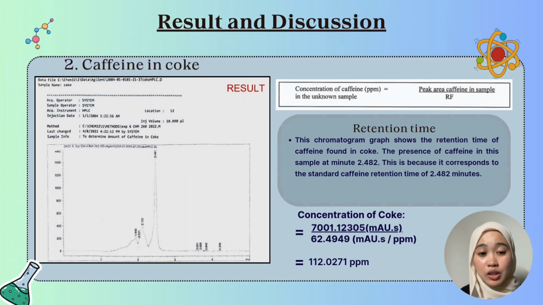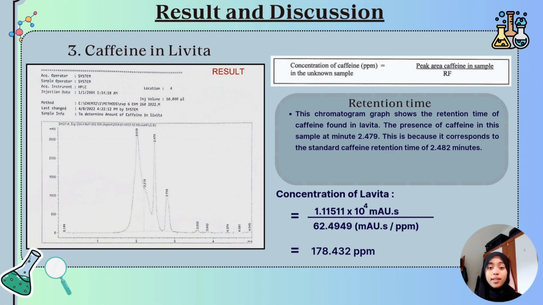Next is caffeine in Coke. This chromatogram graph shows the retention time of caffeine found in Coke, the presence of caffeine in this sample at minute 2.482. This corresponds to the standard caffeine retention time of 2.482 minutes. We use the formula for the concentration of caffeine in the unknown sample, equal to peak area of caffeine in sample over RF, and the result is 112.0271 ppm.